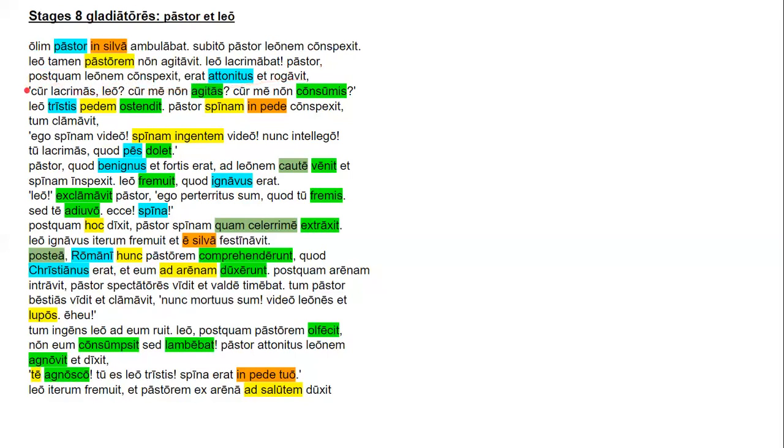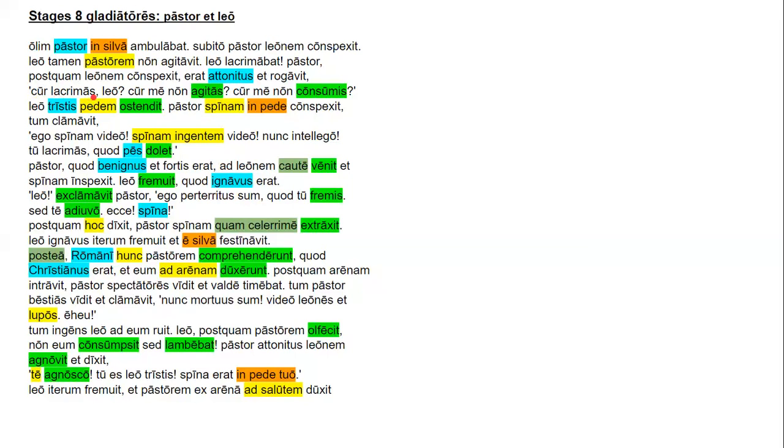This is inside these little parentheticals, and it lets you know that this is called direct speech. So this is the exact words that he said. Cur lacrimas leo, cur me non agitas, cur me non consumis. So cur is an adverb, and it's called an interrogative adverb. It's letting you know that this sentence is a question. So it's why, and then lacrimas is a present tense verb from lacrimo, and you can tell that it's second person singular because it has an S on the end.